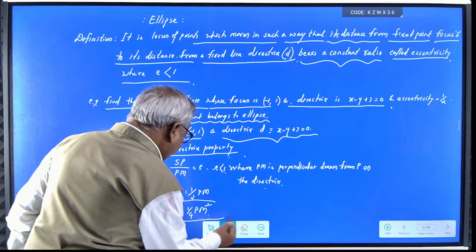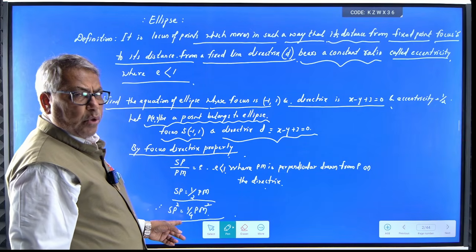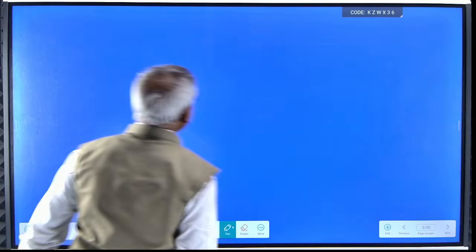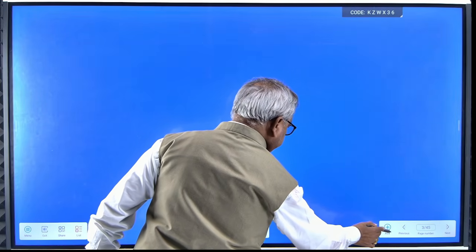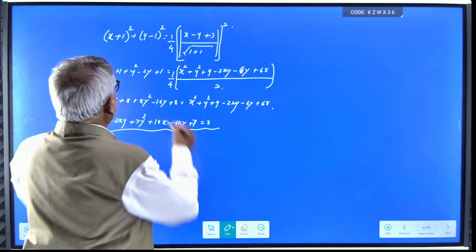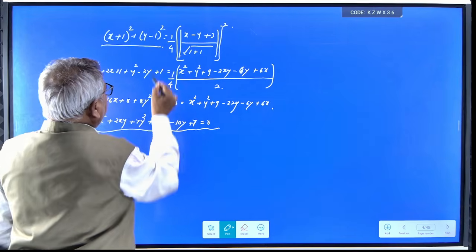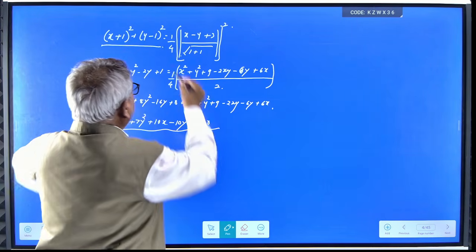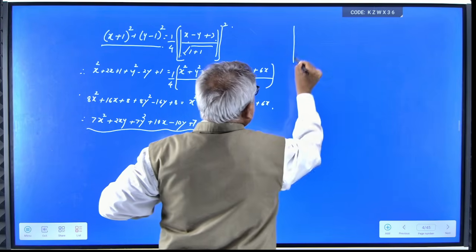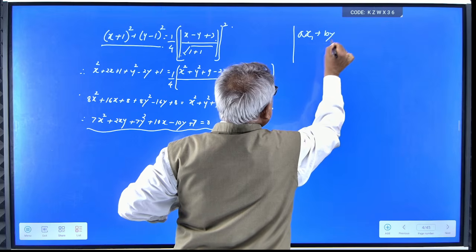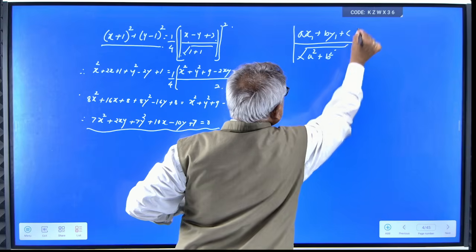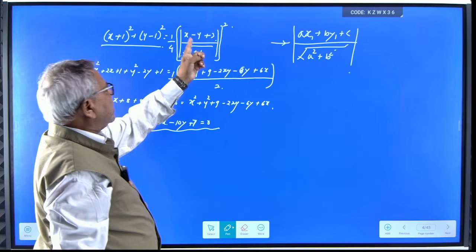So SP square, in order to use the distance formula we don't require the root, is equal to 1 by 4 PM square. Continue: (x plus 1) whole square plus (y minus 1) whole square, because (-1, 1) is the point. Then 1 by 4 times the square of (x minus y plus 3) upon... So the formula is (a x1 plus b y1 plus c) upon root of (a square plus b square), the perpendicular distance formula. The line is x minus y plus 3.